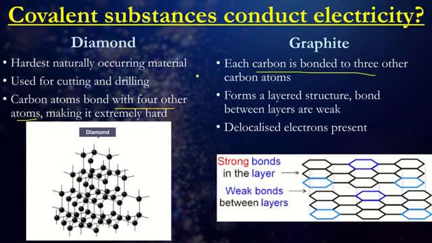And this has a massive implication between the two. Now diamond, because it has 4 carbons bonded to it, is extremely hard and really good at cutting and breaking down materials. So that's the advantage of that additional carbon bond.